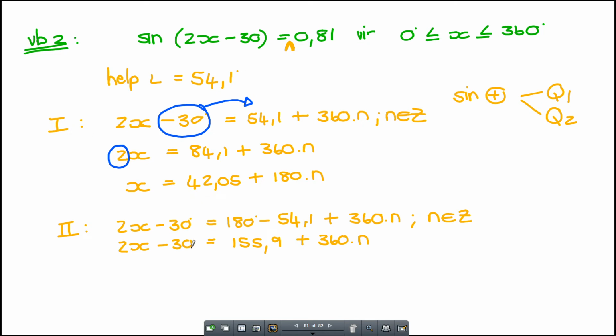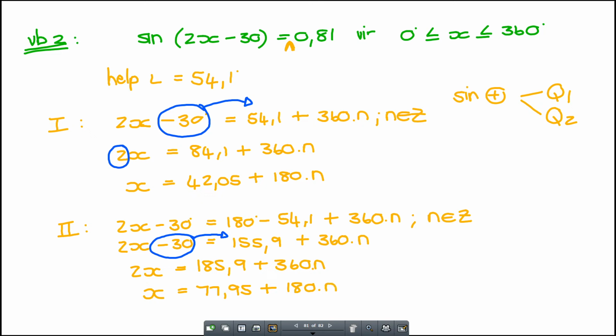Okay, nou moet ek gou hierdie minus 30 ontslaa raak. So if I take it over, it becomes plus 30. So 2x will be 185,9. Nou moet ek ontslaa raak van die 2. So I divide everything by 2 and that's going to give me 77,95. Onthou my 360 ook te deel. So that will give me 180 times n.